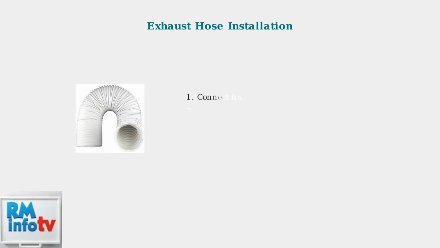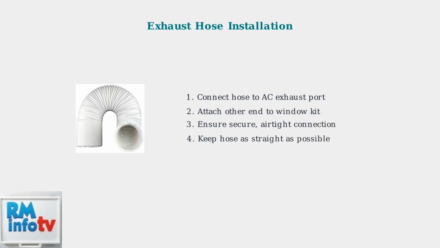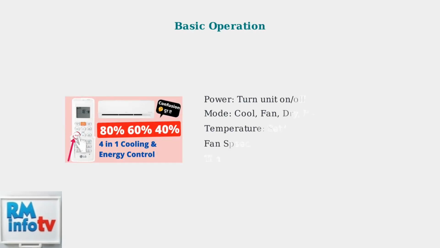Position the unit on a flat, stable surface near both a window and electrical outlet. The exhaust hose connection is critical for proper operation. Connect the flexible hose to the unit's exhaust port, then attach the other end to the window kit to vent hot air outside. Operating your LG portable AC is straightforward.